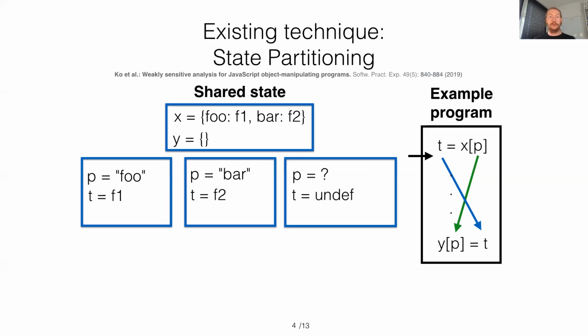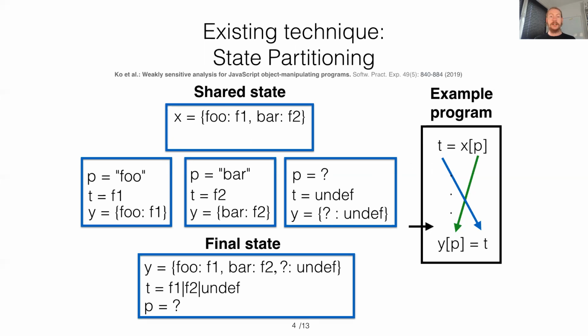At the dynamic property read, state partitioning partitions the abstract state to a new state for each of the properties of x and one for the properties not in x. This means that we get an abstract state where p is foo, one where p is bar, and one where p is unknown, but a property not in x, and thereby the analysis can make a precise read in each state. The write is then analyzed precisely in each state as well, and the states are merged together afterwards. The important thing to notice here is that state partitioning avoided mixing f1 and f2 together.